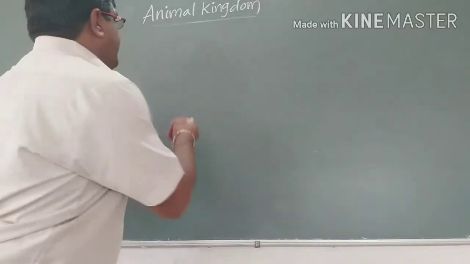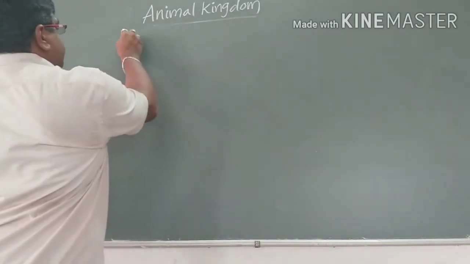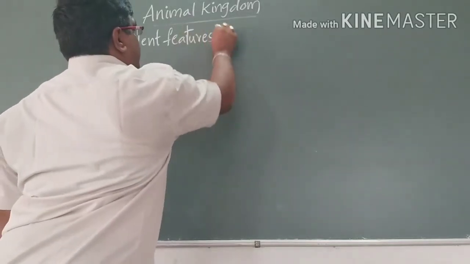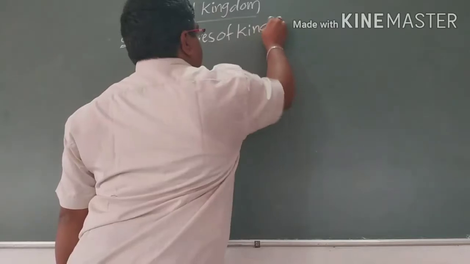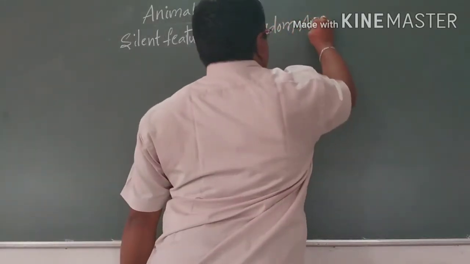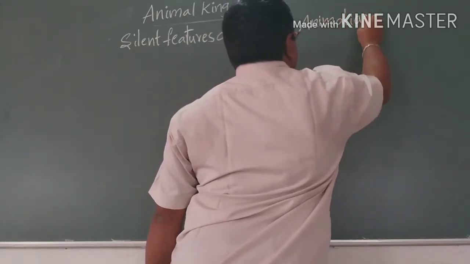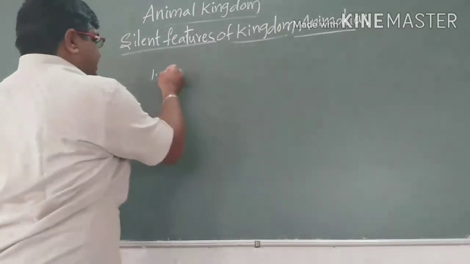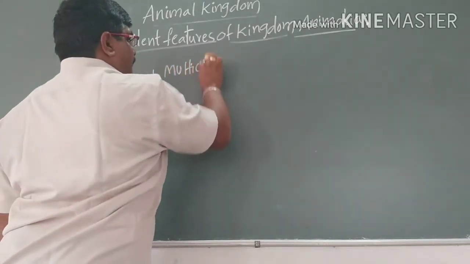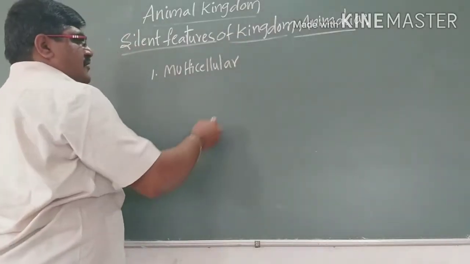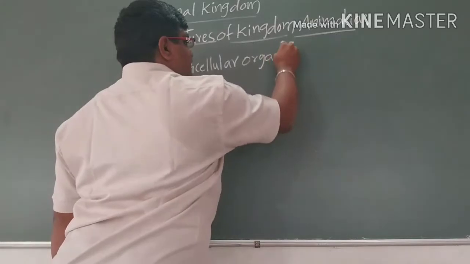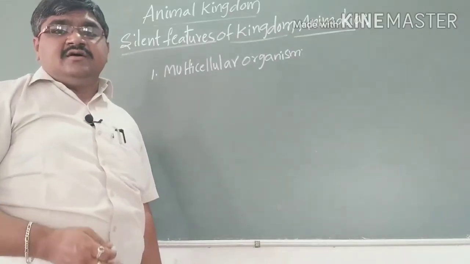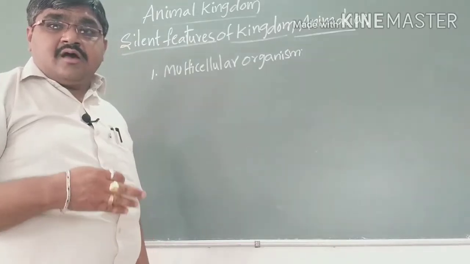Now coming to the salient features of kingdom Animalia. Already we know that the first one is that these are multicellular organisms. Multicellular means the organisms consist of more than one cell, so we call them multicellular organisms.